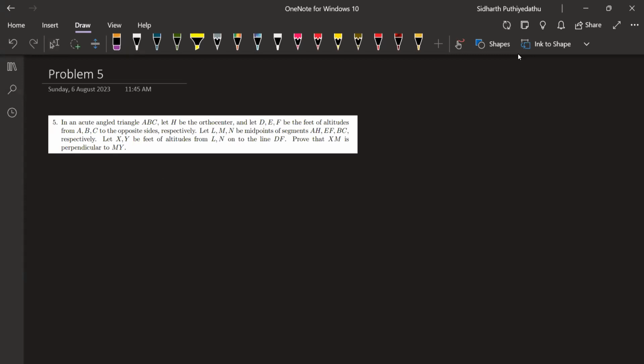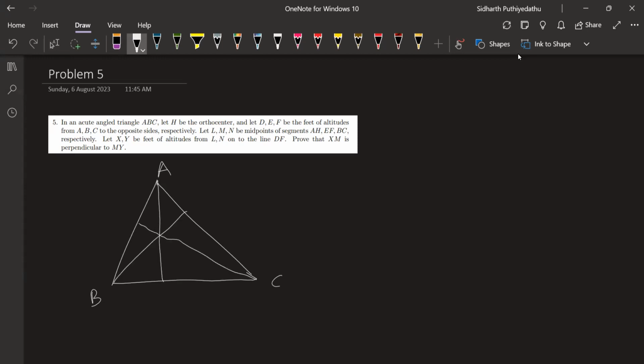We have triangle ABC with orthocenter H. Always good to just mark all angles. And DEF are the feet of the altitudes from ABC, it's just cyclic. If the labeling is not cyclic, leave the exam. It's not worth your time.